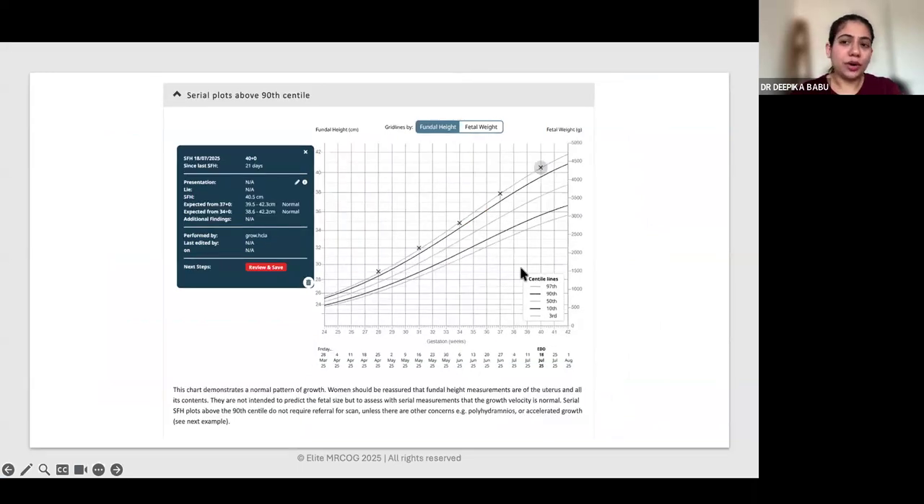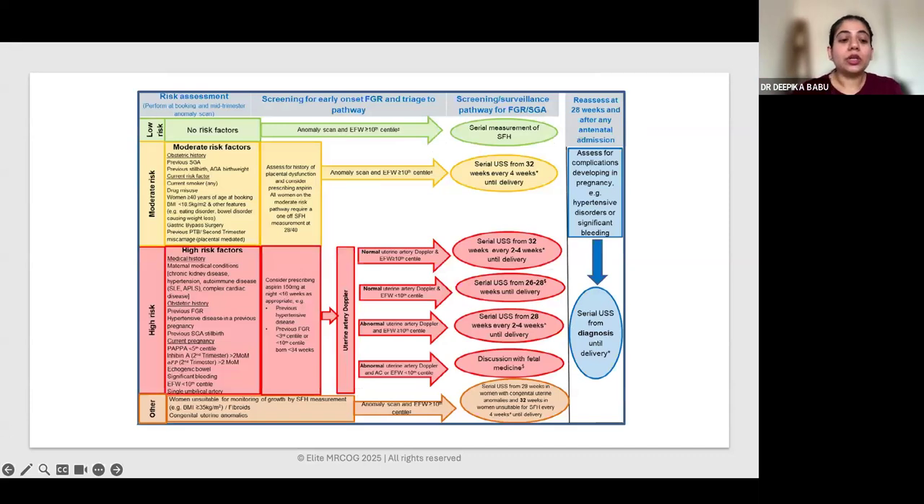Not only the FGR, even macrosomia can be diagnosed with this, where it is more than the 90th percentile persistently, or more than the 95th percentile persistently. Even macrosomia babies can be plotted here. So now I will take the first question.